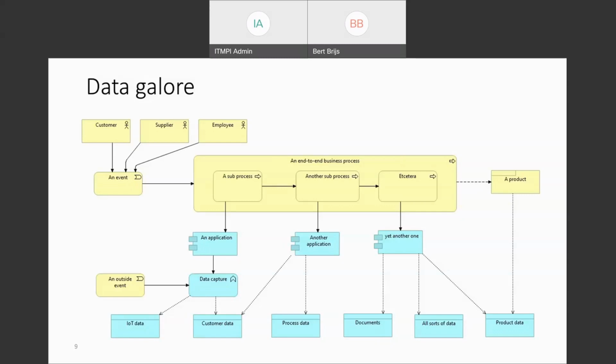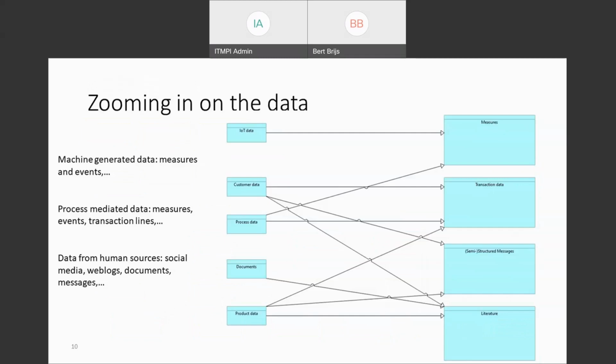But let's say that today data is galore and data is still growing at an incredible rate, and managing this data for decision making is quite a challenge. Let's zoom in a little bit on the data. You have measures, you have transaction data, you have semi-structured messages, and you have entire literature. So you have to combine text mining with data warehousing, for instance.